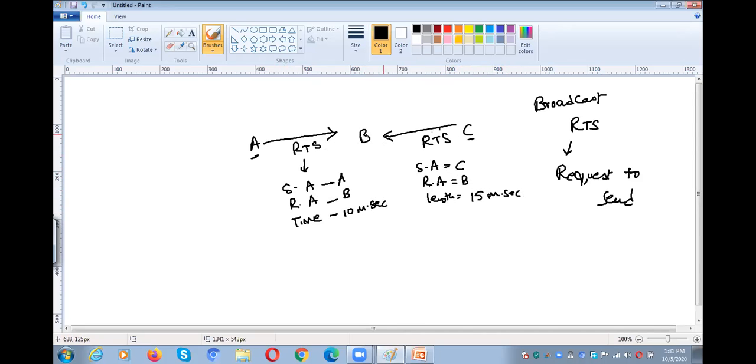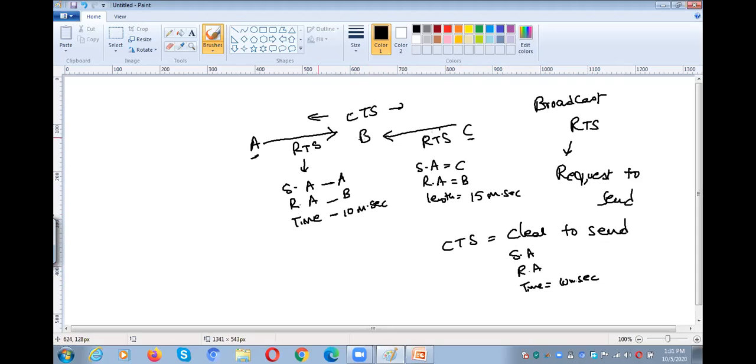So what will B do? B can send a reply to the nodes. It sends a CTS to these two. What is CTS? CTS means clear to send. What does it contain? It also contains the sender address, the receiver address and the time, 10 milliseconds.